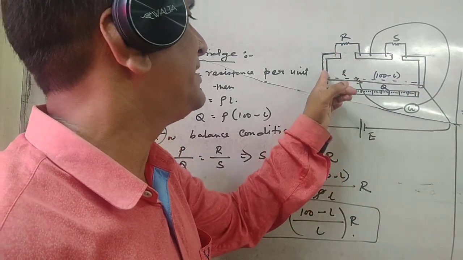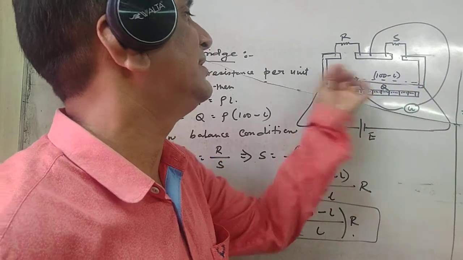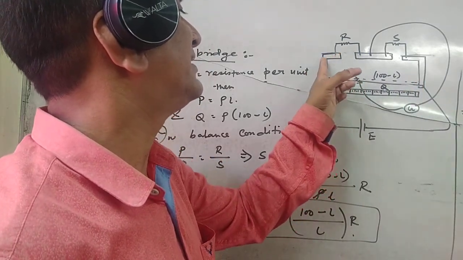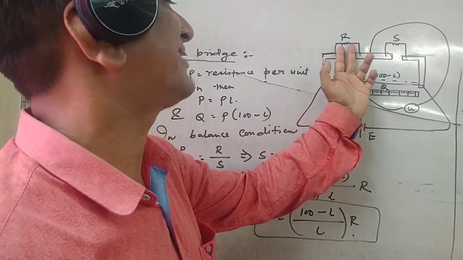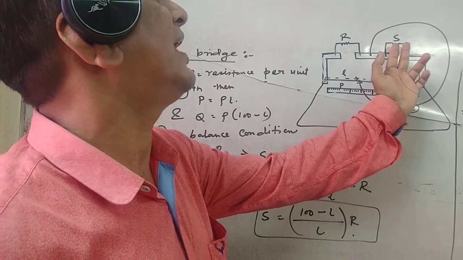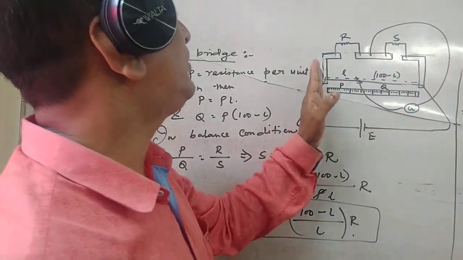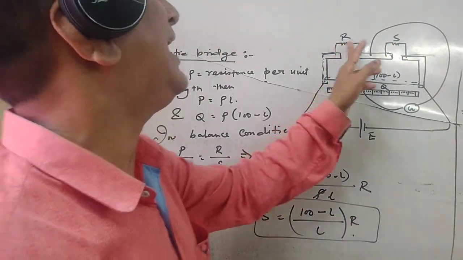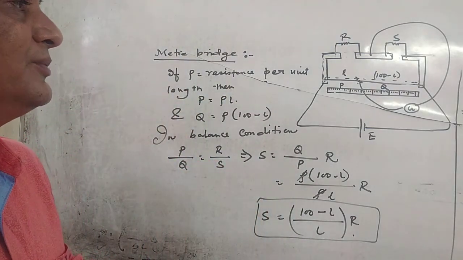And a copper plate is connected in this way. Here also a copper plate is there. Here also a copper plate is there. It is a thick copper plate. So what will happen? We can say that here resistance is minimum. And here a known resistance R is connected. Here the unknown resistance S is connected. And we want to find out the value of this unknown resistance. Now R and S are there, but we don't know the value of P and Q.